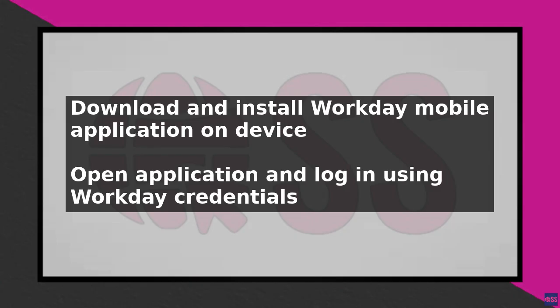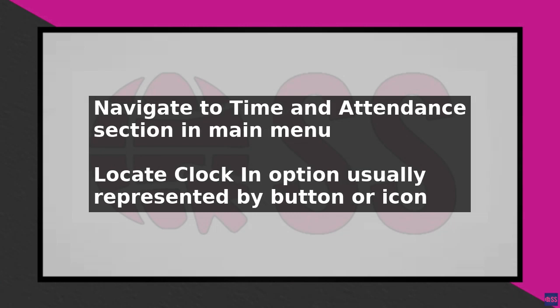Once installed, open the application and log in using your Workday credentials. After logging in, navigate to the Time and Attendance section. This section may be located in the main menu or under a separate tab, depending on your organization's configuration.